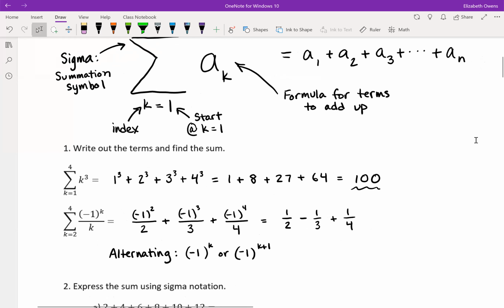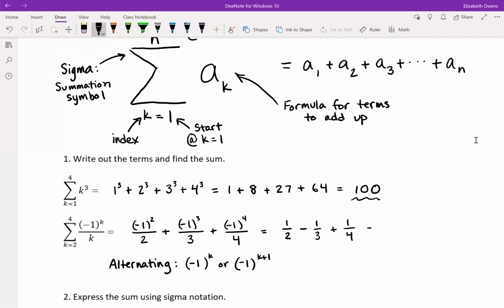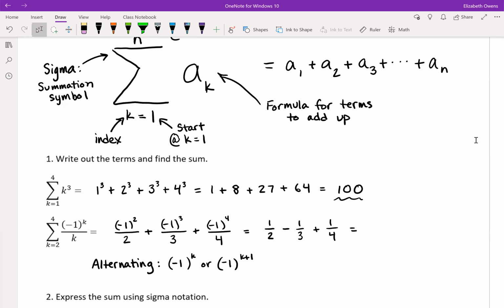Now let's see, to add these up, just to finish this one off here, you'd get a common denominator for everything. 6/12 minus 4/12 plus 3/12, and we'd get 5/12 for that summation. Nothing too special about these actual summation answers here. Most of what we're doing is just seeing what these things look like.